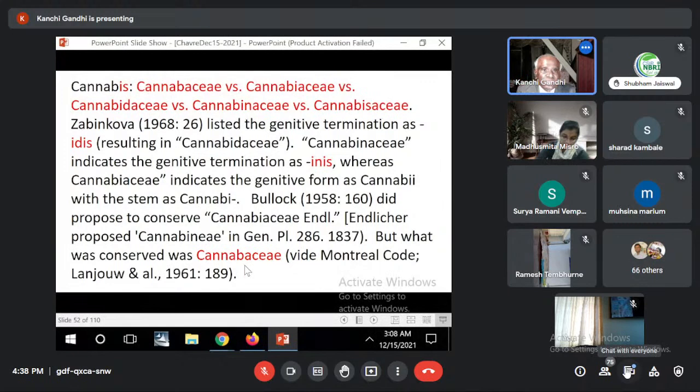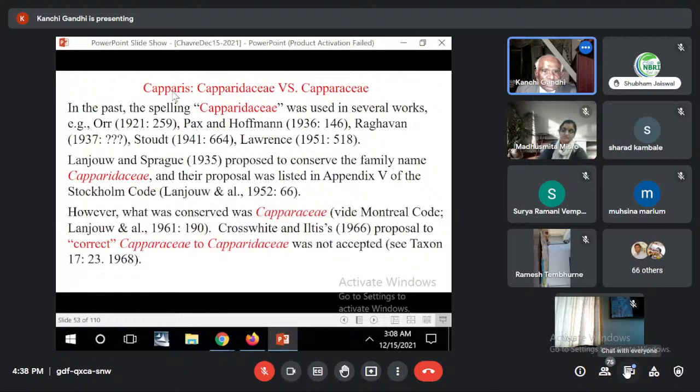Now, the genus Capparis. It was debated whether the family name is Capparidaceae or Capparaceae. Again, what is the genitive form of Capparis? Some said the genitive form is Capparidis. And if the genitive form is Capparidis, then the family name Capparidaceae is correct.